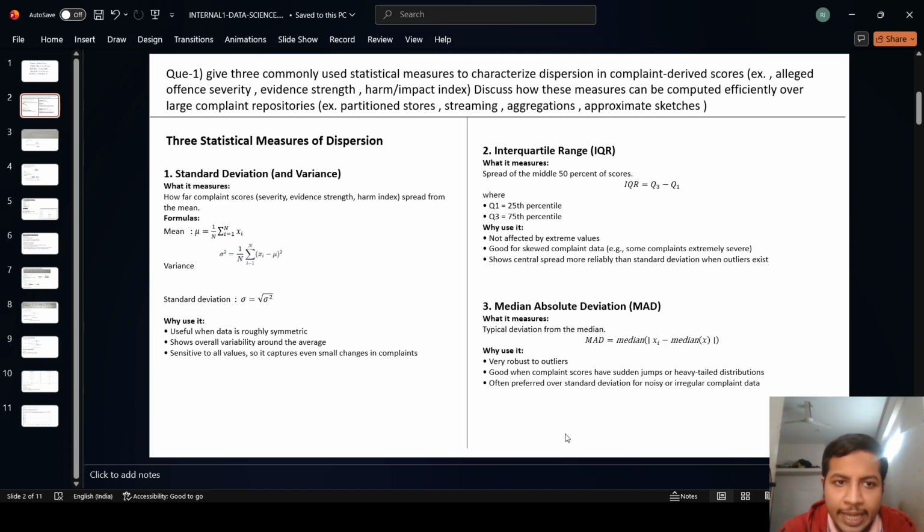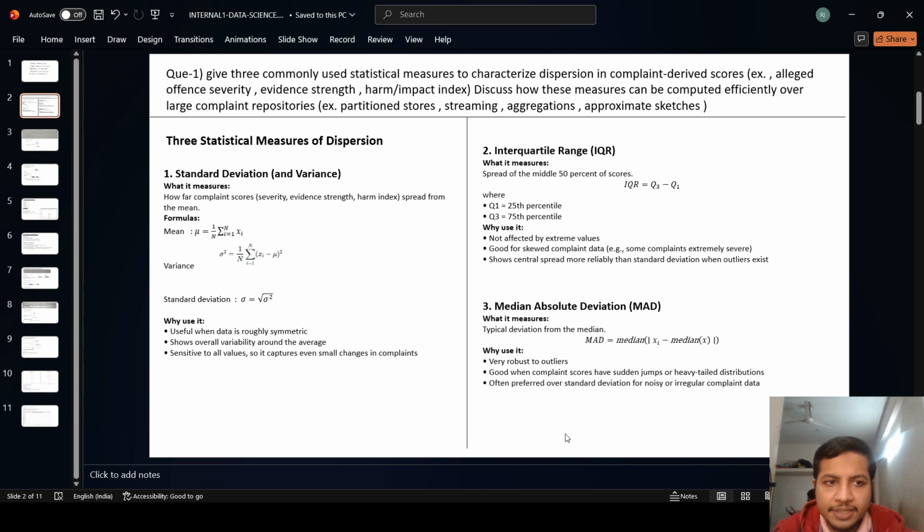Now moving to the next measure, that is interquartile range, also represented as IQR. What it measures: the spread of the middle 50% of scores. IQR is equal to Q3 minus Q1, where Q1 is the 25th percentile and Q3 is the 75th percentile. Why we use it? Number one, not affected by extreme values. Number two, good for skewed complaint data. Example, some complaints extremely severe. Number three, shows central spread more reliably than standard deviation when outliers exist.